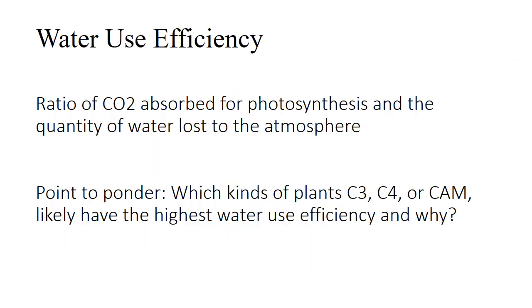So as plants adapt to their water environments, what they're really trying to do is to maximize their water use efficiency. And water use efficiency is the ratio of CO2 absorbed into the leaves for photosynthesis to the quantity of water that's lost to the atmosphere through transpiration. So plants want to maximize photosynthesis whilst minimizing water loss, particularly in hot, dry climates.